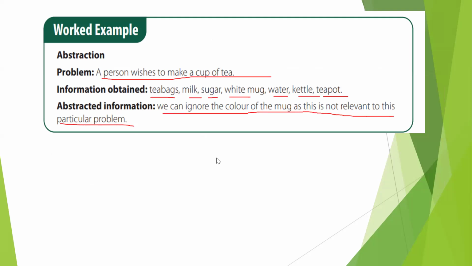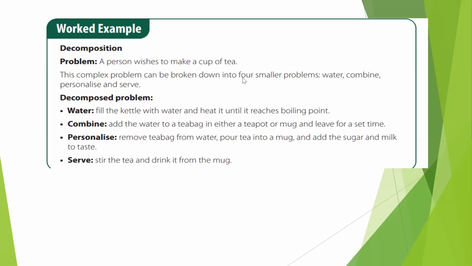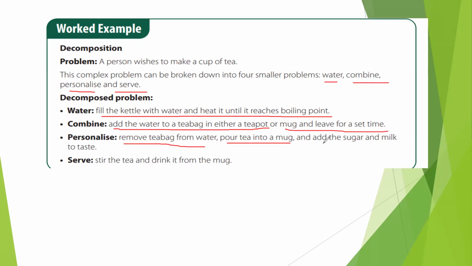Now see decomposition. A person wishes to make a cup of tea. How to decompose? This complex problem can be broken down into four smaller problems: water, combine, personalize, and serve. Water: fill the kettle with water and heat it until it reaches boiling point. Combine: add the water to a tea bag in either a teapot or mug and leave for a set time. Personalize: remove the tea bag from the water, pour tea into a mug and add the sugar and milk to taste. Serve: stir the tea and drink it from the mug.